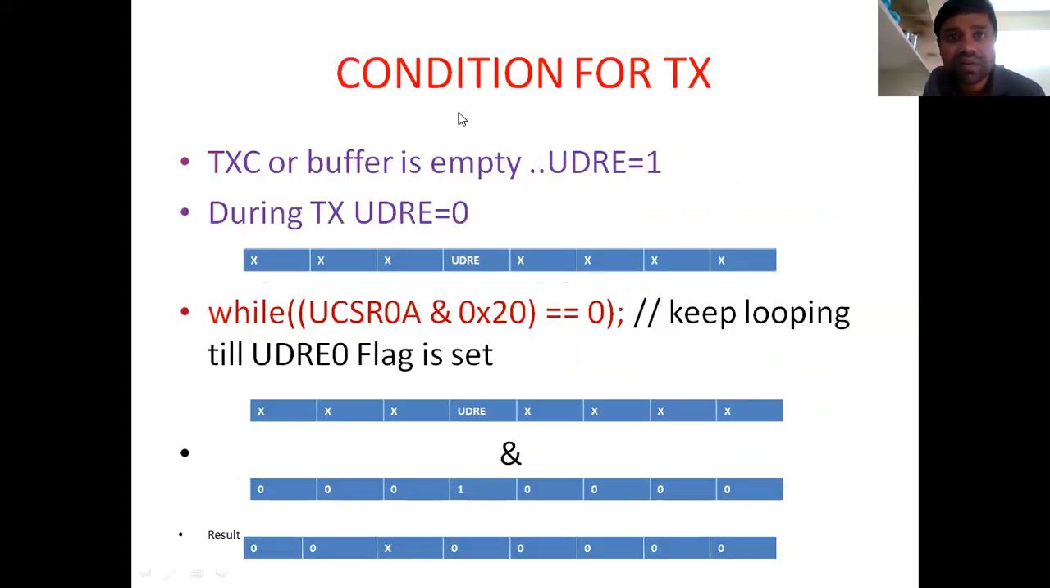Please understand this concept. Condition for transmit: suppose we want to transmit some data, how can we check whether the UDR buffer is empty or full? That is TXC, transmit complete, or buffer is empty, that is UDR empty equals 1. If the UDR empty bit equals 1, it says that the buffer is empty and transmission is complete.